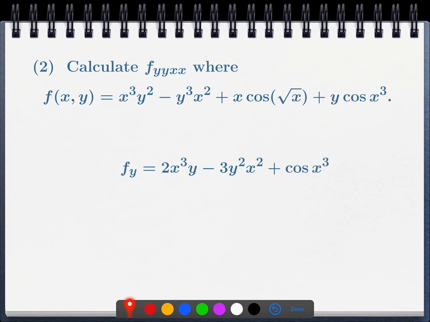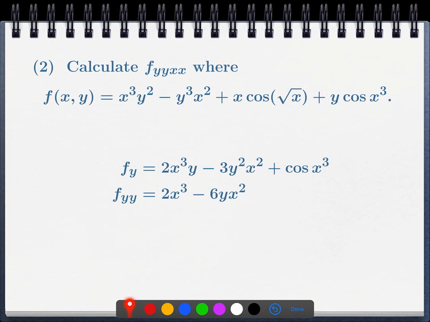Now this is a little ambiguous as to what this means. It could be cosine of x, cubed, or it could be cosine of x cubed. Either way, it doesn't make any difference because we're about ready to take a derivative with respect to y again, and this is a constant. So this is just going to be 0 when I take the derivative with respect to y. So taking that next derivative with respect to y, this y becomes 1, so we have 2x cubed. This y squared becomes 2y, so we'll have minus 6y x squared. And again, this will be 0 because it's a constant.